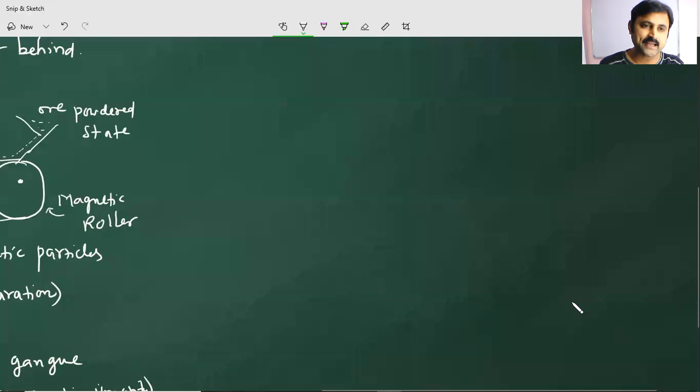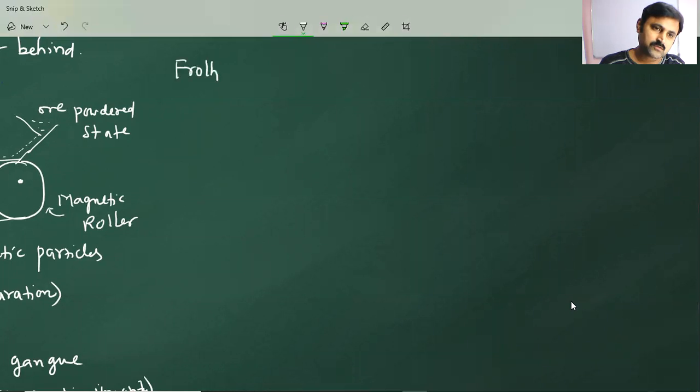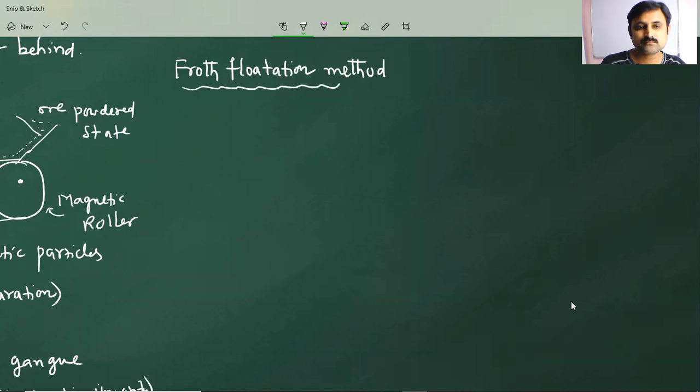Let us see the next one. The next method we will call it as froth flotation. Froth flotation method.